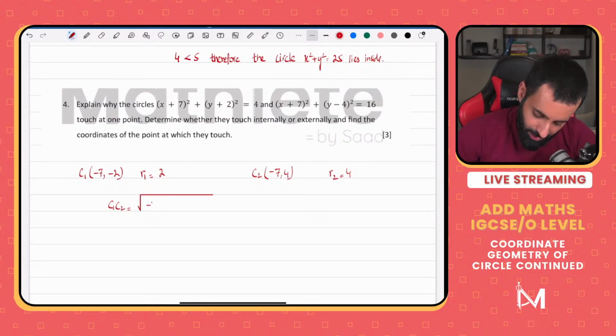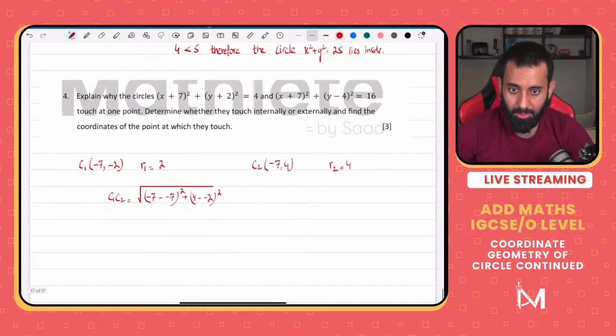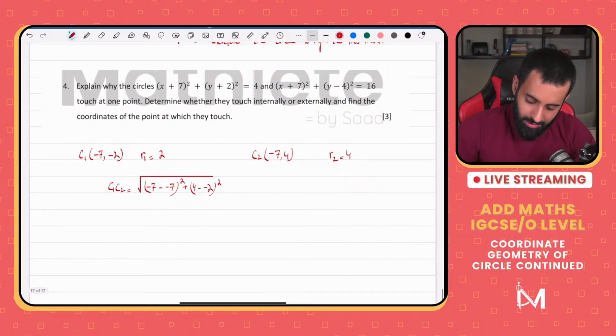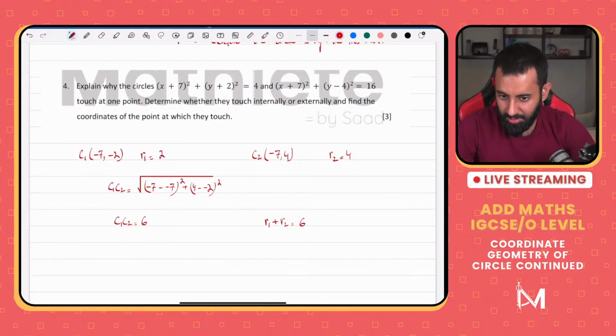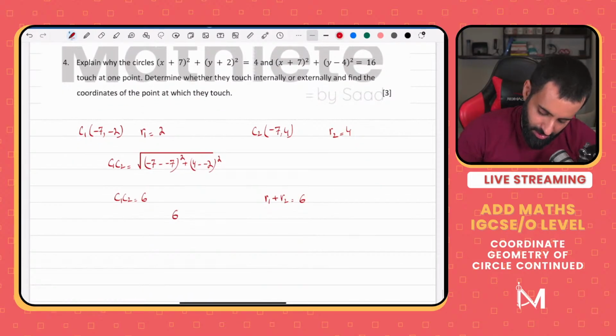So -7 minus -7, the whole thing squared, plus 4 minus -2, the whole thing squared. Okay, let's see what do we get. -7 minus -7 becomes -7 plus 7, which is equal to 0, and 4 minus -2 is 6, square of which is 36. Then once again, when you take the square root, that's equal to 6. And we can see adding the two radii will give us 6 as well. Okay, so because 6 is equal to 6, therefore the circles touch.